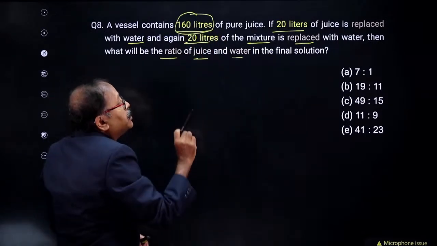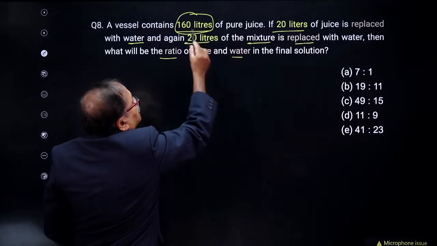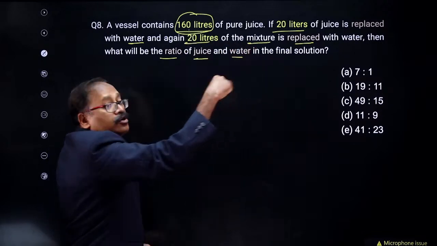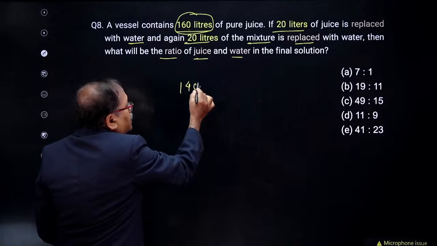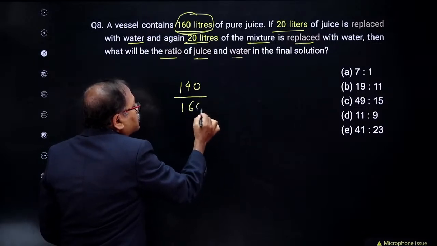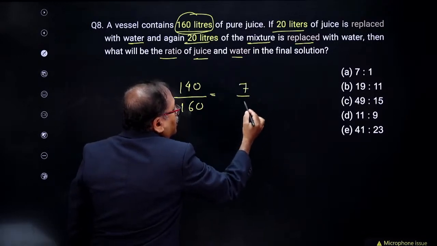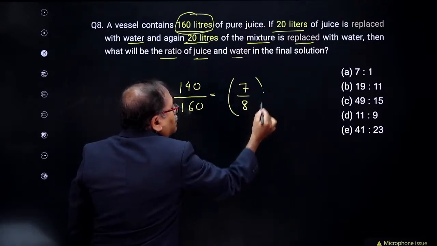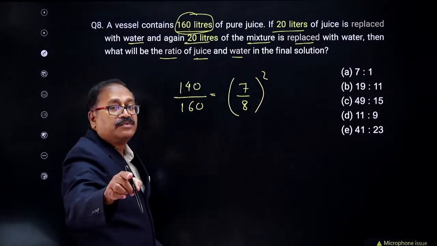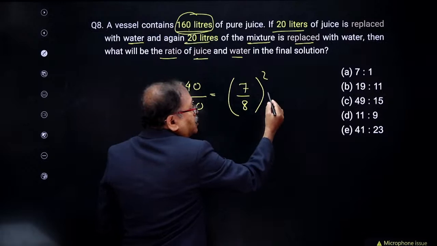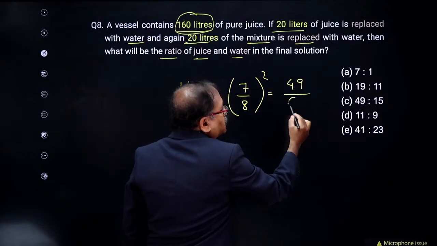160 and 20 liters. So the only part is, what is the replacement? Out of 160, when you take out the 20 liters, you are left with 140 over 160. If you cancel this, it comes to 7 by 8. And how many times is it done? 2 times. If it is done 2 times, Shravanti madam, that is 49 by 64.